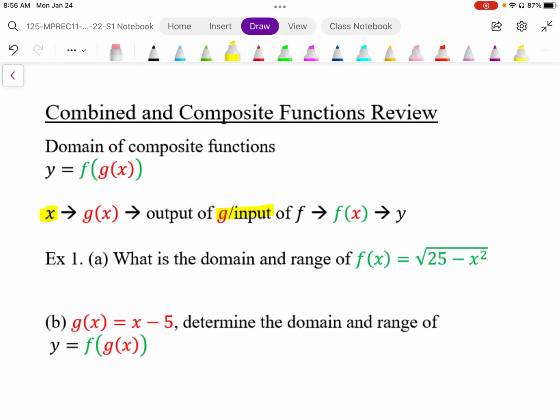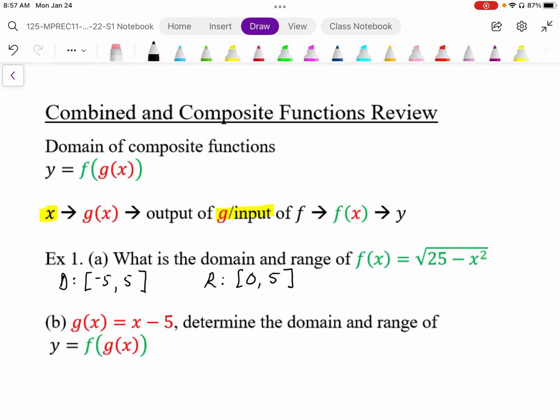So looking at the domain and range of f of x equals the square root of 25 minus x squared, the domain of that function is restricted. So the domain is going to be x in between -5 and +5. Okay, so that's our domain. And the range of this function is going to be, well, the minimum it can be is 0, and the maximum it can be is +5.